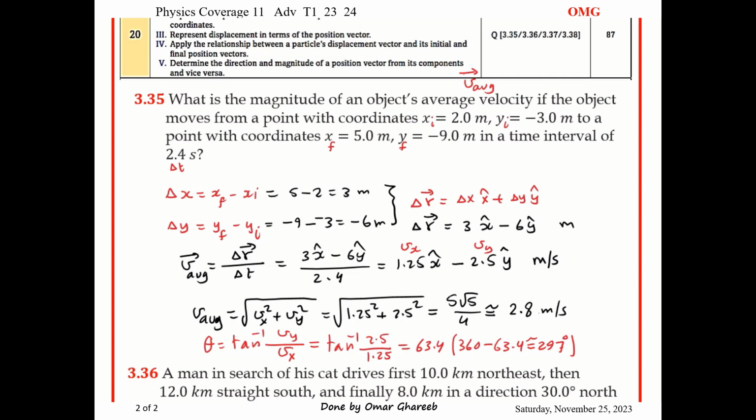Why do we find the velocity in the fourth quadrant? Because the x component of the velocity is positive and the y component is negative, so it is in the fourth quadrant.